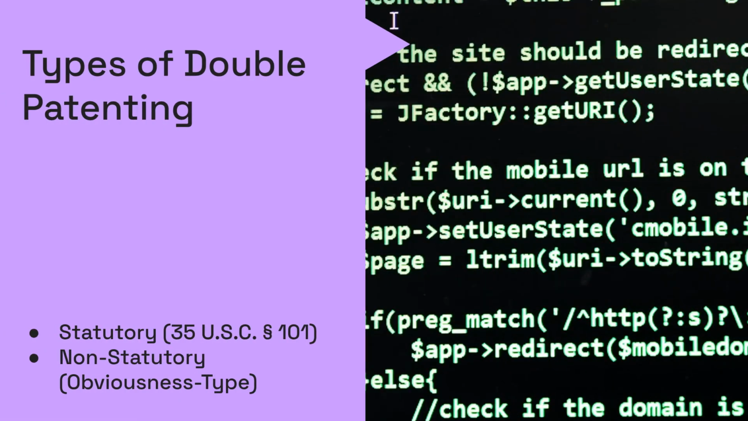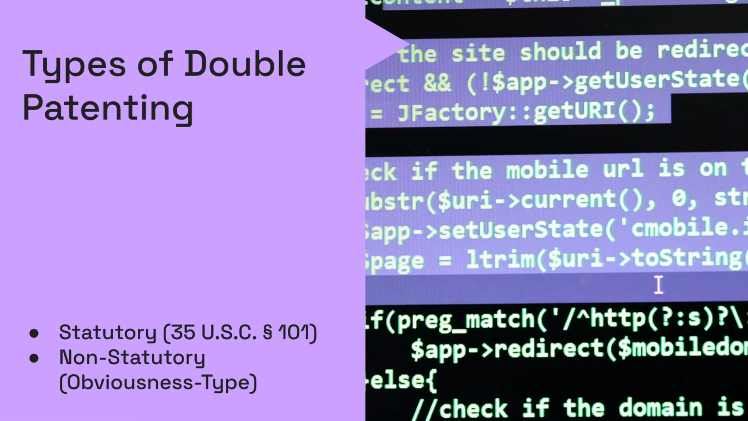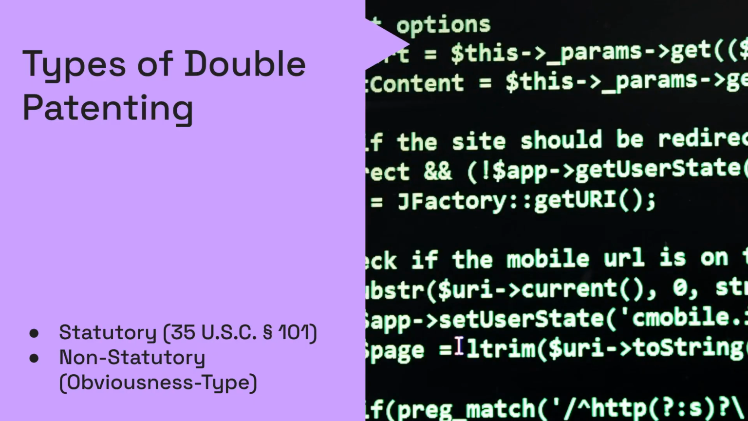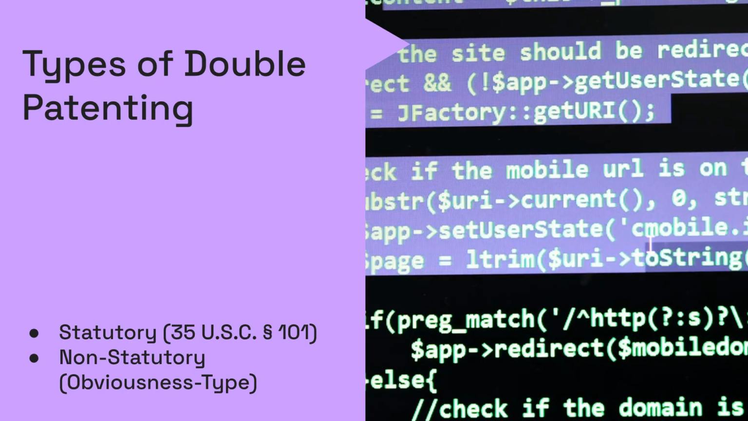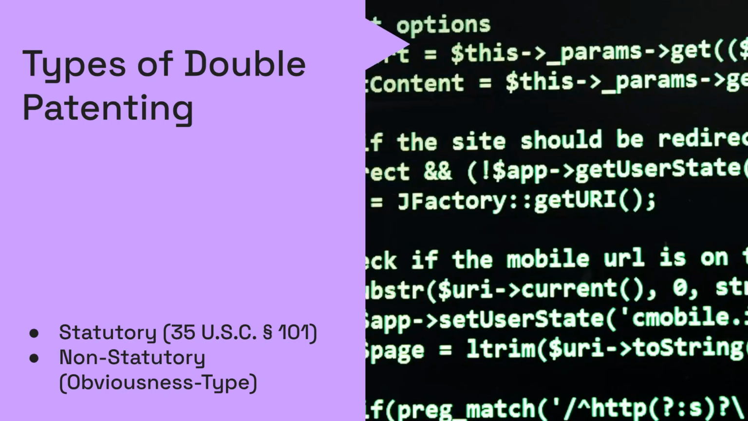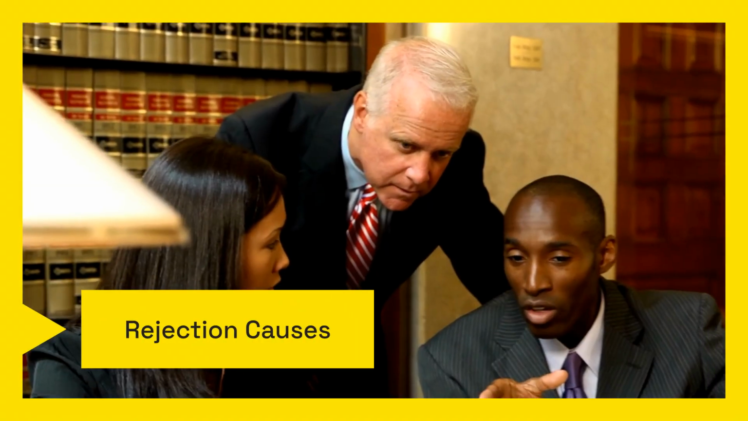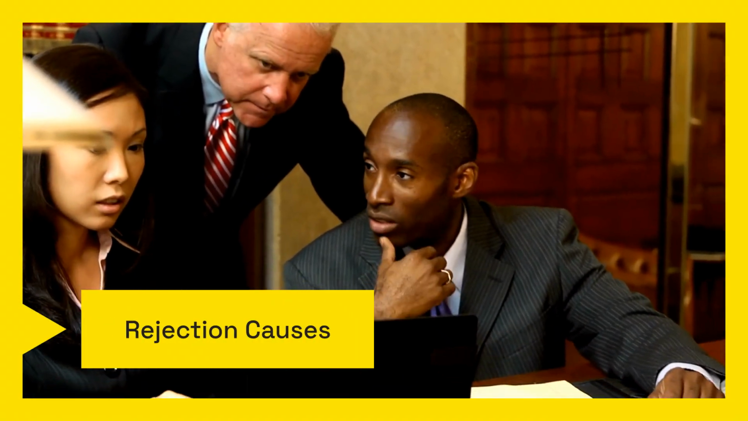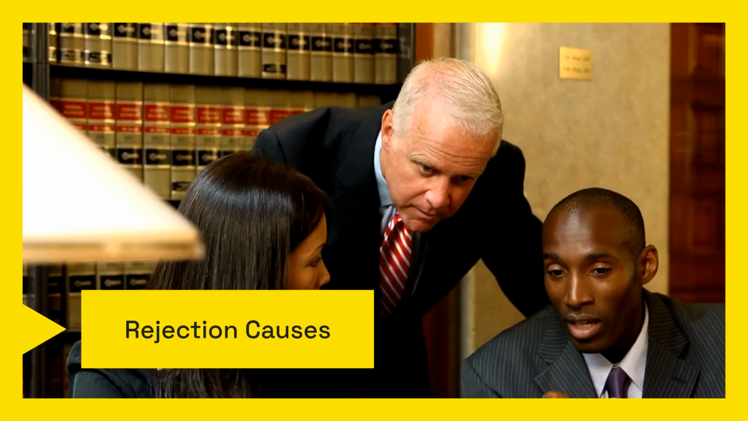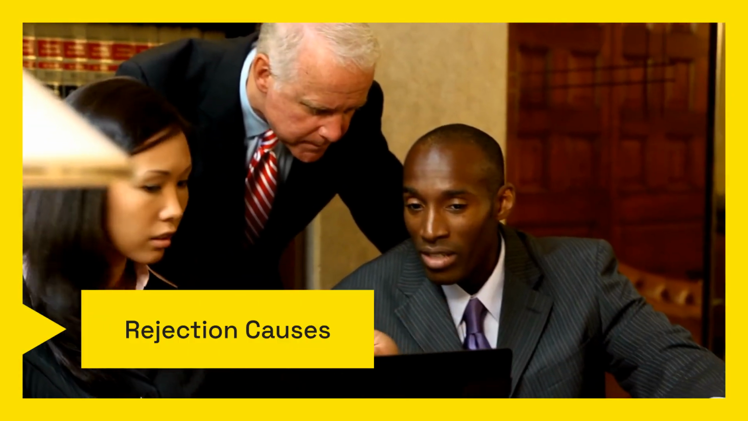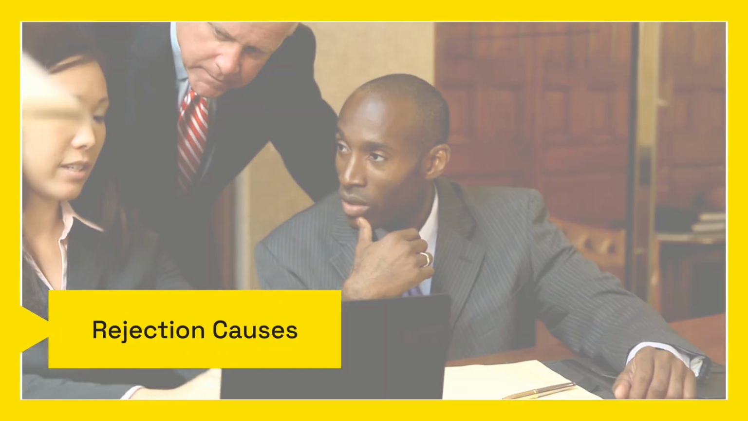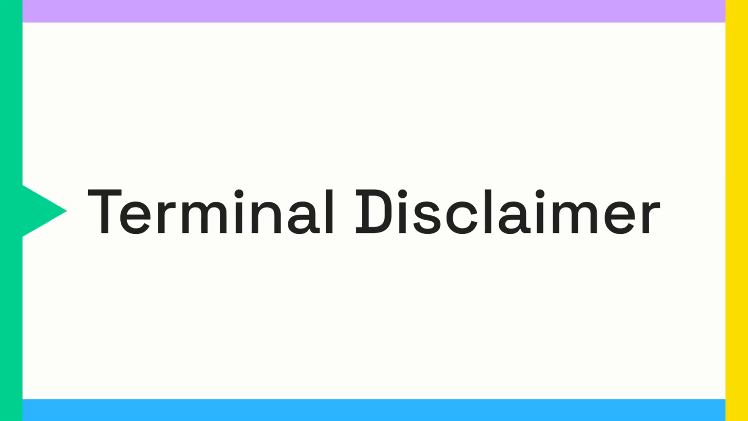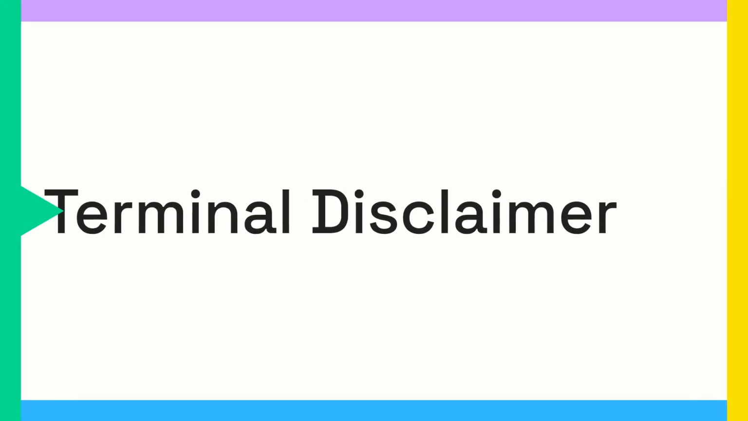There are two main types: statutory double patenting, which is based on 35 U.S.C. 101, and non-statutory or obviousness-type double patenting. Double patenting rejections typically occur when you have multiple related applications claiming similar subject matter, often stemming from parent or continuation applications. The solution to non-statutory double patenting is the terminal disclaimer. Let's explore how it works.